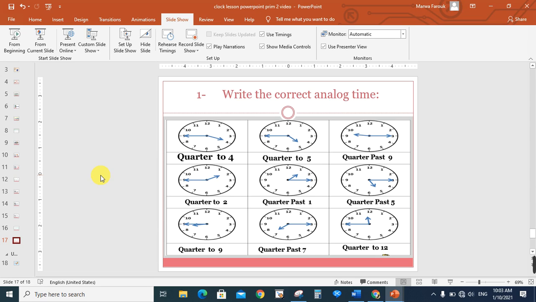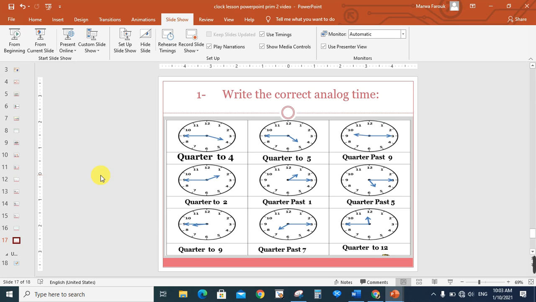Okay, number 7 here, the short hand is on what? On number 9. Okay, and the long hand is on what? It's also 9. Bravo, primary 2. It's a quarter to 9.